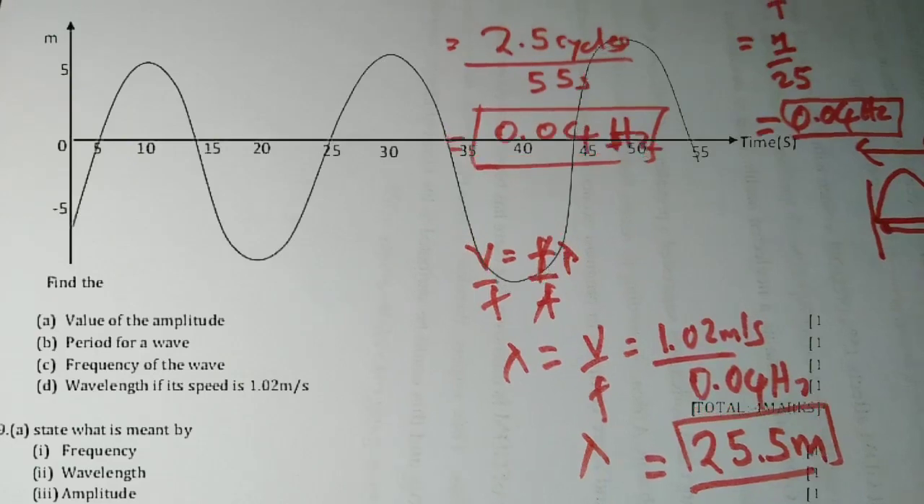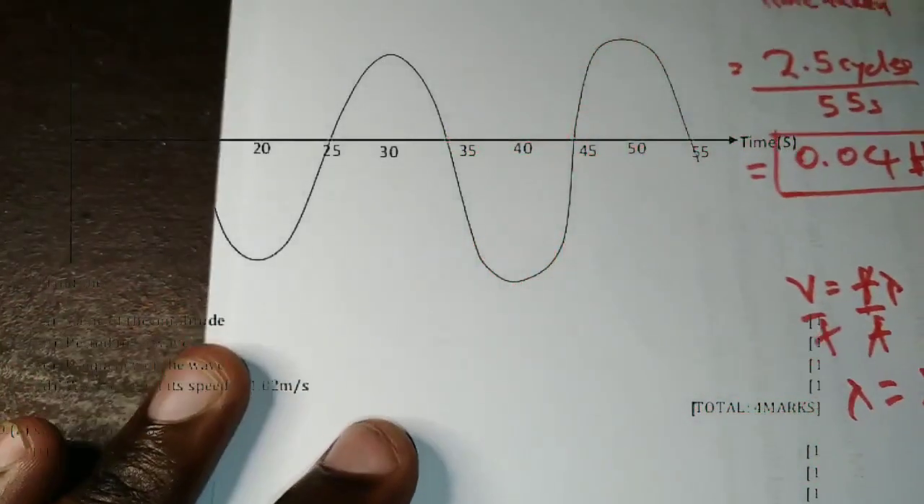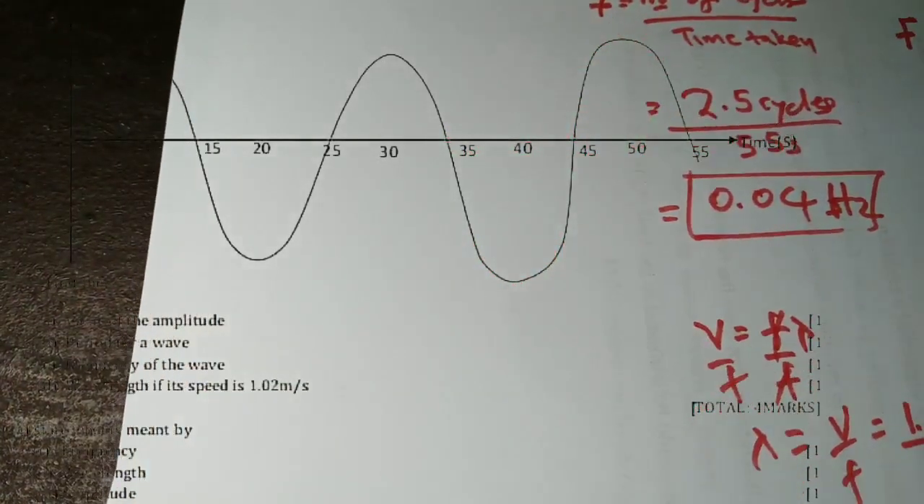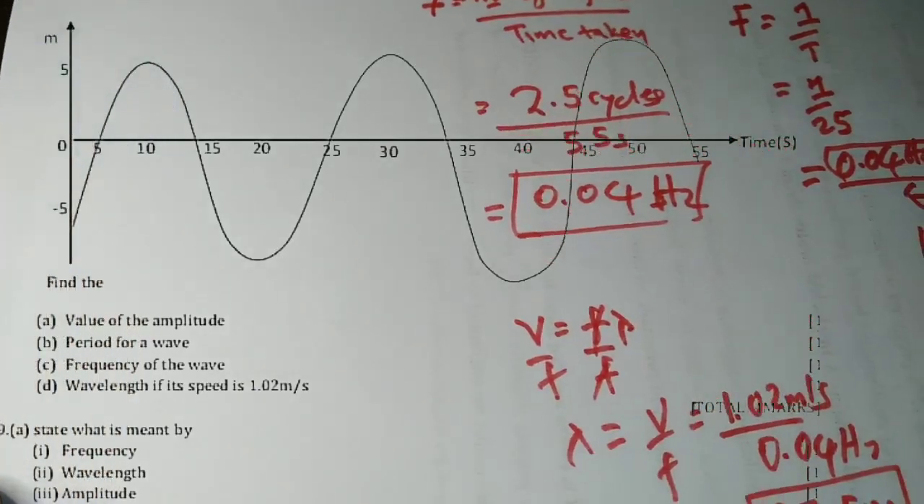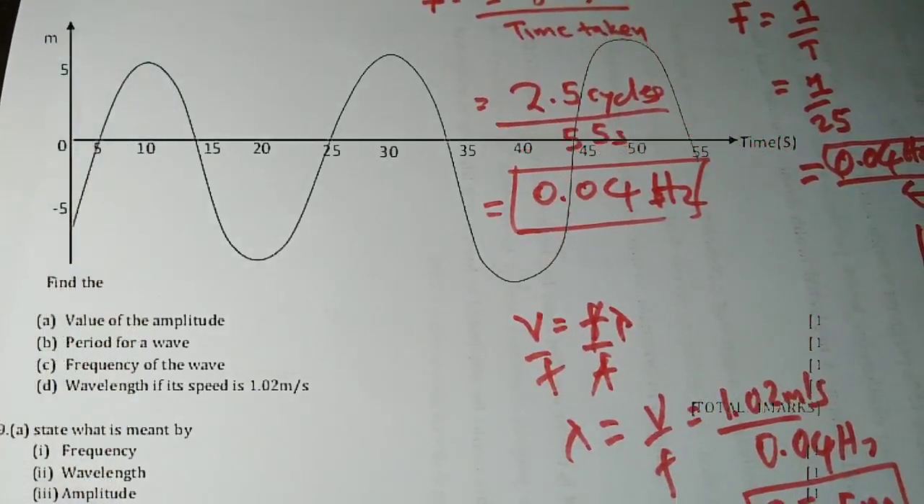So I have question 69 there, as you can see. Question 69 says we're simply defining, state what is meant by frequency. Frequency is the number of waves formed per second, or number of waves formed per given time.